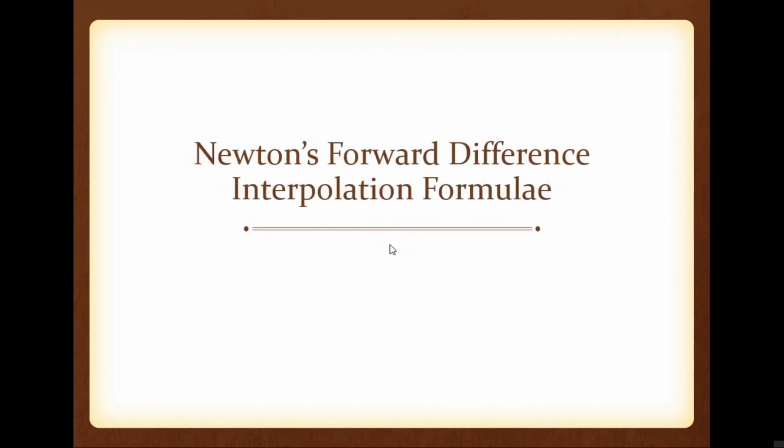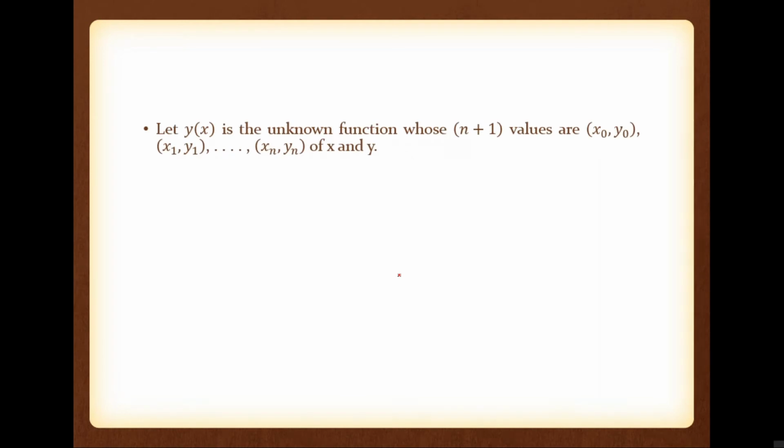So Newton's finite forward difference interpolation formula. What we are doing: we have an unknown function, y of x, whose n plus 1 values are known. Those values are x0 comma y0, x1 comma y1, etc., xn comma yn. These are the n plus 1 data of that unknown function y of x.